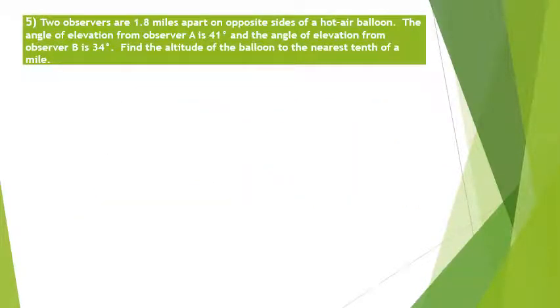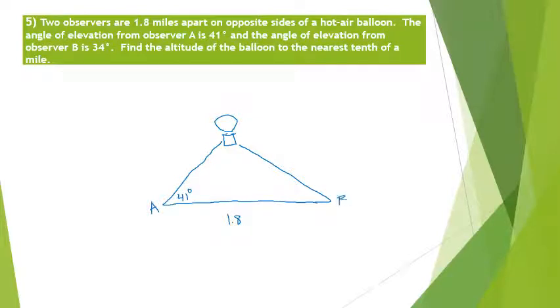Next one. Two observers are 1.8 miles apart on opposite sides of a hot air balloon. The angle of elevation from observer A is 41 degrees, and the angle of elevation from observer B is 34 degrees. Find the altitude of the balloon. All right, so let's draw a picture. So here's our balloon, right, hot air balloon, and we have two observers 1.8 miles apart on opposite sides. So observer A is looking at 41 degrees, and observer B is looking up at 34 degrees, and we're trying to find the altitude, right?